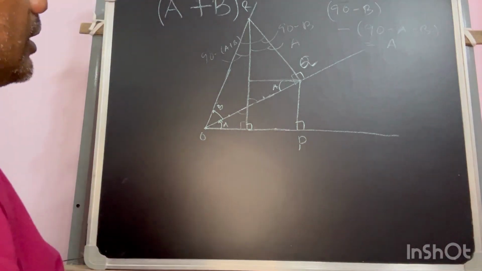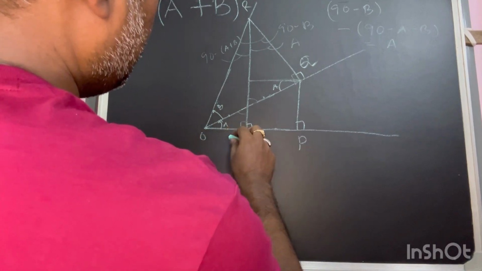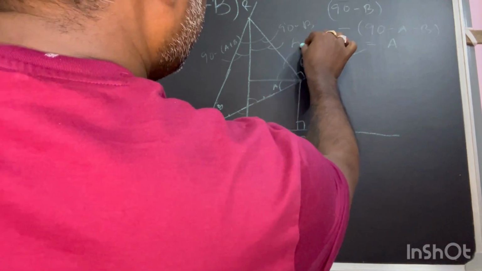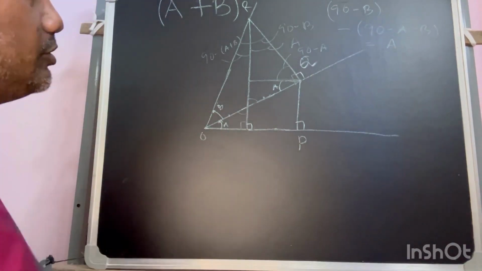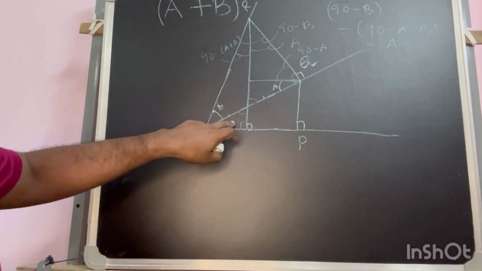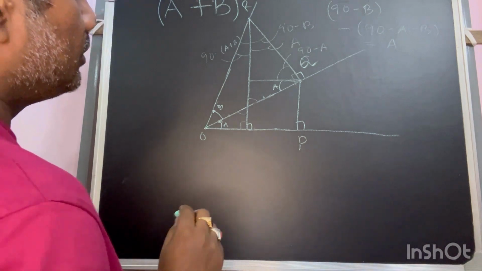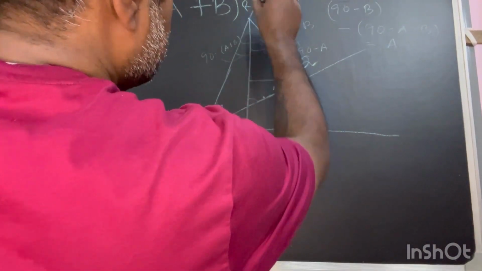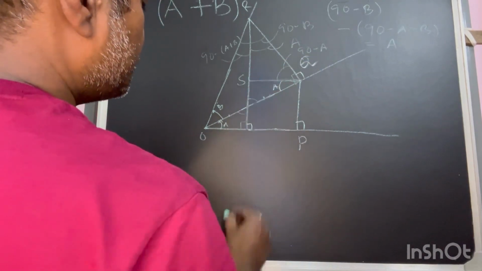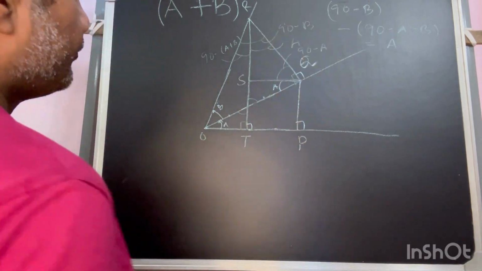Again, fine. So this will be 90 minus A. So you understand all this. This we have derived as A. This is 90 minus A. This is A. This is A. Okay, so there is no ambiguity. Now we'll name all this. This is R. This is Q, P, S. Let's say this point may be T.